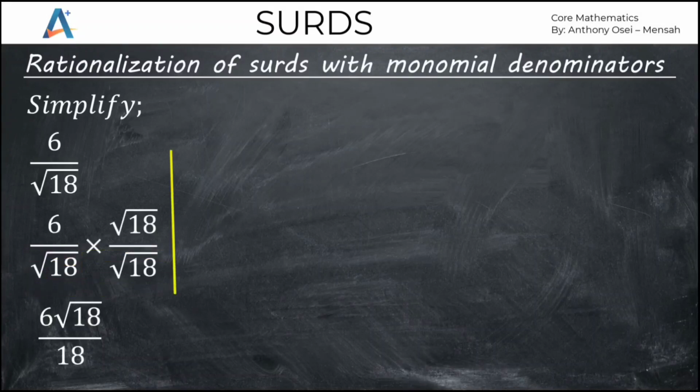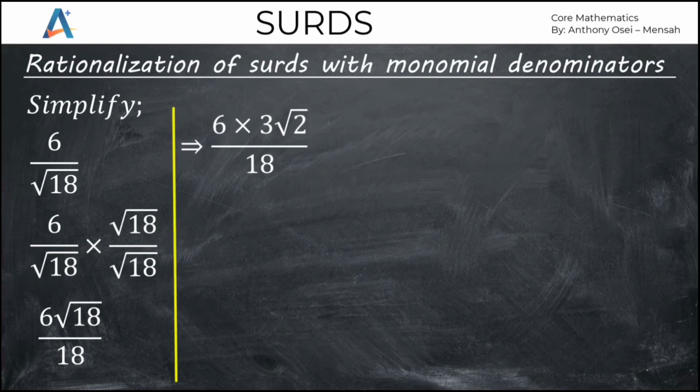Now we have to break this down. We get 6 times 3 root 2 all over 18, since root 18 is 3 root 2 and 6 is the coefficient already. So the coefficient 6 times the new coefficient 3 and the root 2, because root 18 is 3 root 2, multiplying the 6 up here, and still divided by the denominator 18. Now 6 times 3 is 18 root 2 all over 18.